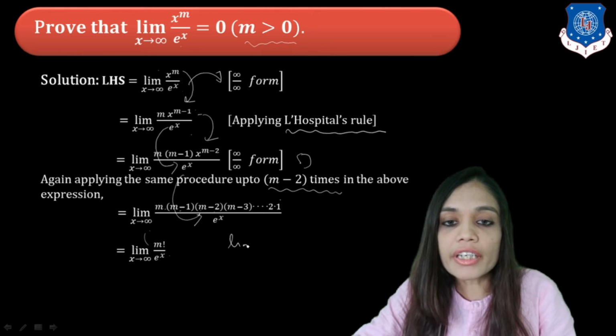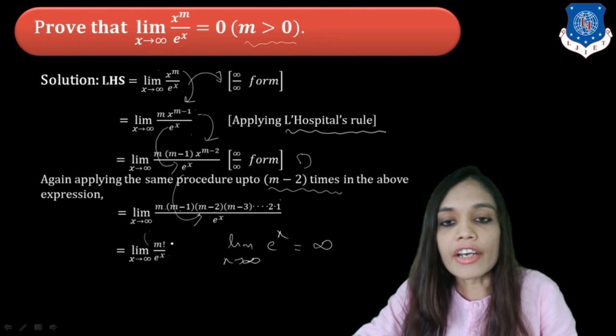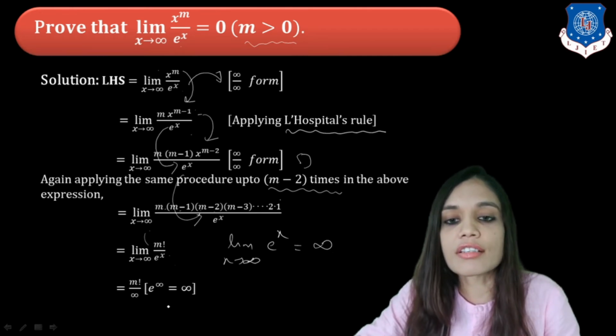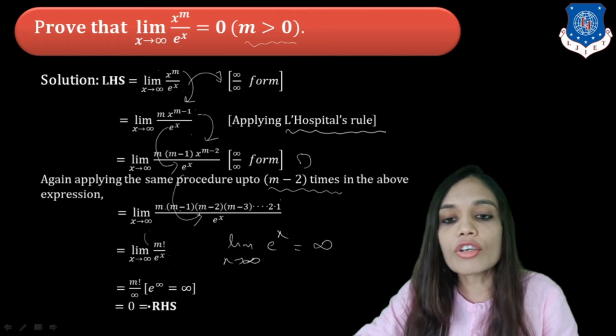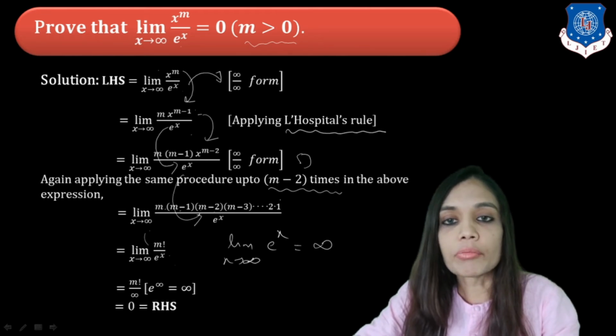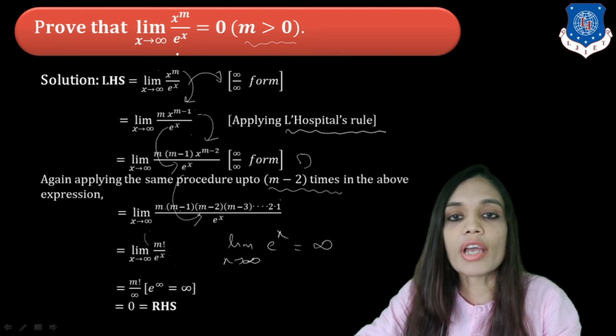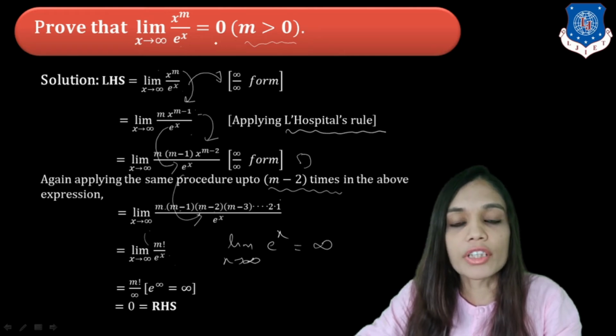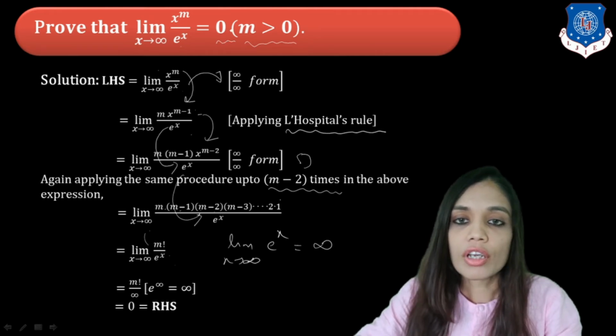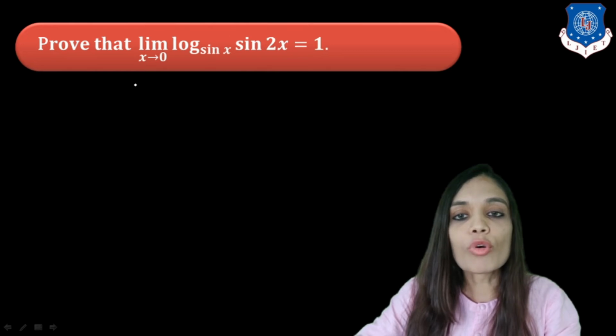Now we know limit x tends to infinity, e raised to x will be equal to infinity, and 1 upon infinity will give us the answer as what? 0. So we have proved that limit x tends to infinity x raised to m upon e raised to x will be equal to what? 0. Now let us study one more example.